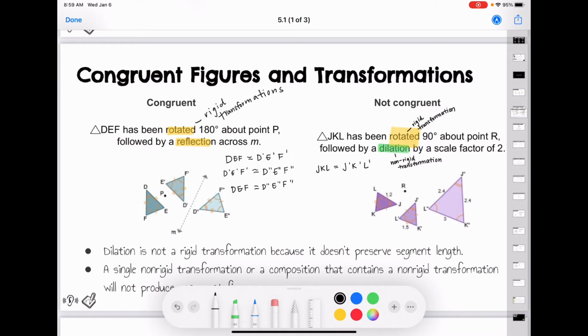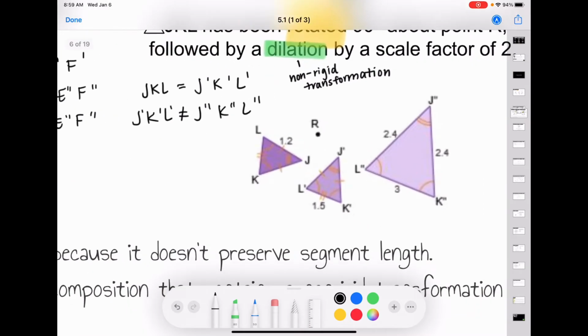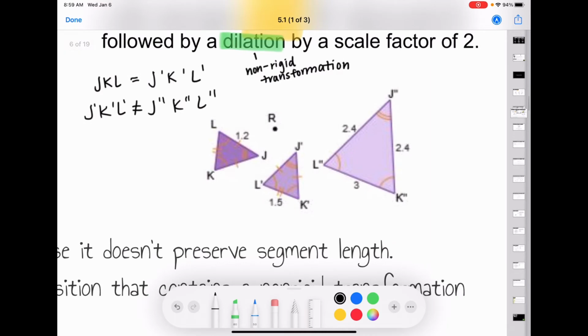But we know that because we have a non-rigid transformation from J prime, K prime, L prime to J double prime, K double prime, and L double prime, we know that those are not congruent to each other. More specifically, as we can see here, the angles may be the same, or congruent, like indicated in these lines right here, but our line segments are not congruent.